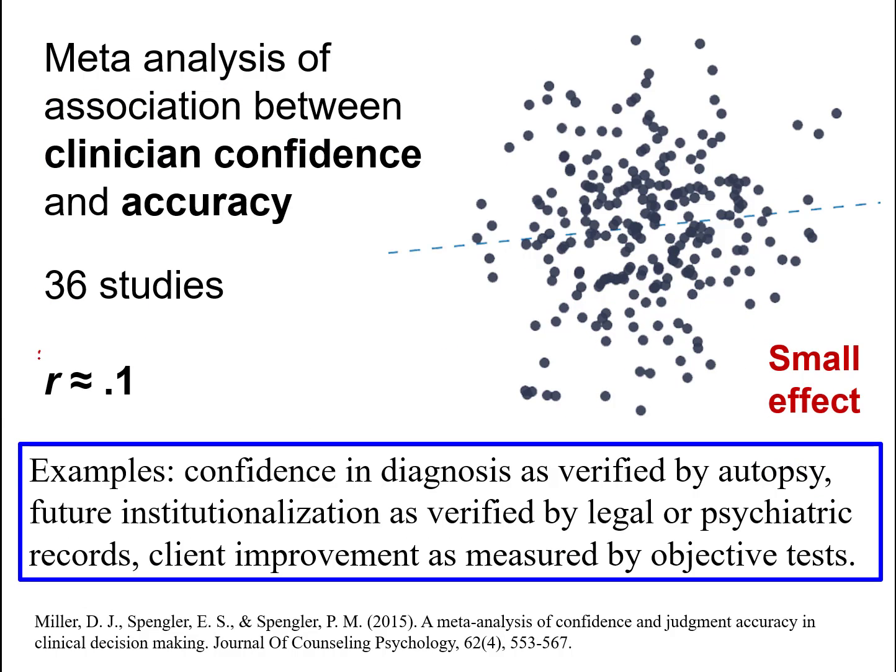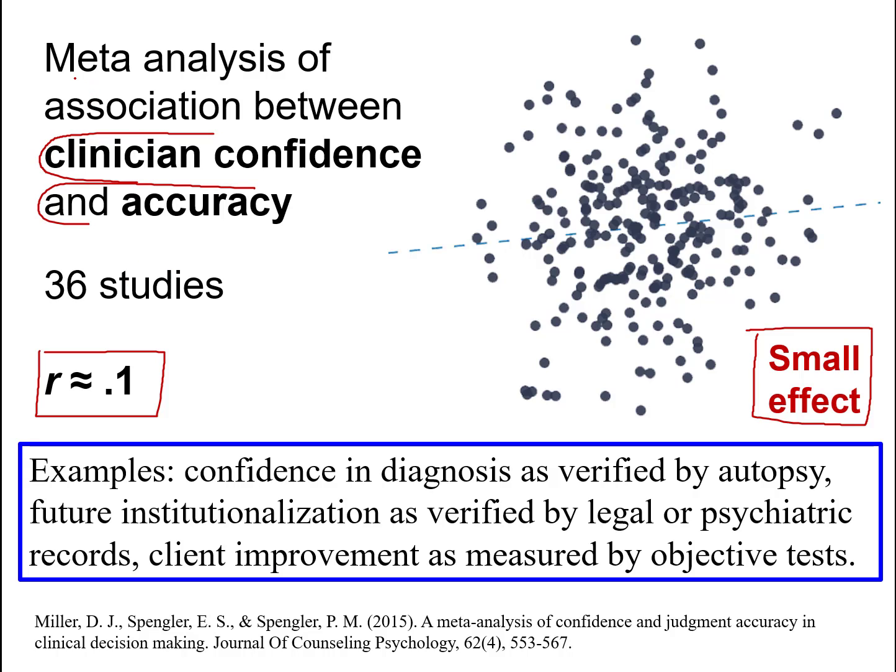And finally, what about a correlation of 0.1? So a correlation of 0.1 would be a small effect. In fact, it would be a very small effect, right on the borderline between small and trivial. So what type of study would produce a correlation of 0.1? And the example I have here is actually one of my favorite examples, because we get a correlation of 0.1 in the correlation between clinician confidence and clinician accuracy.